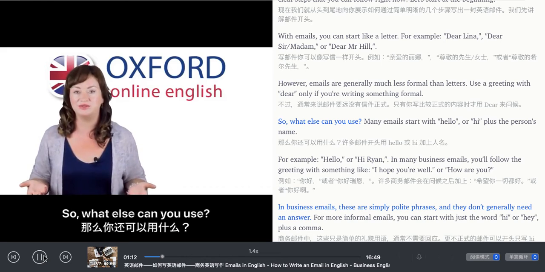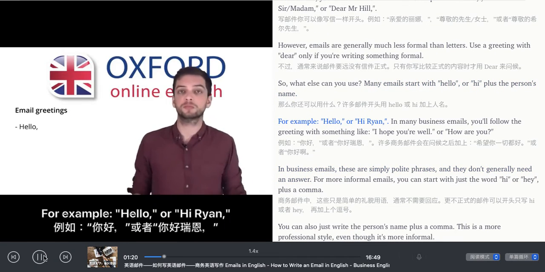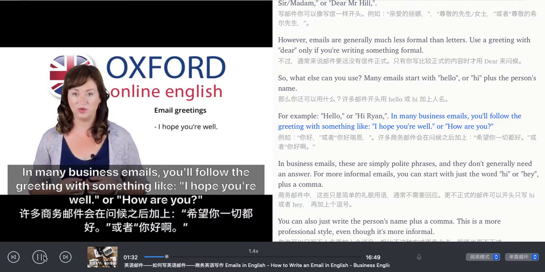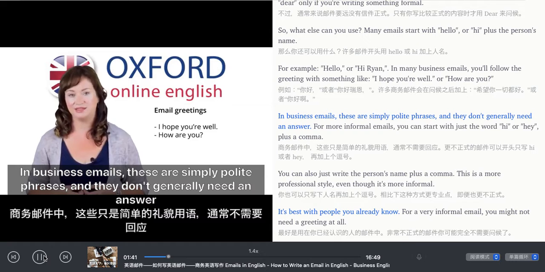So, what else can you use? Many emails start with hello or hi plus the person's name. For example, hello, or hi Ryan. In many business emails, you'll follow the greeting with something like, I hope you're well, or how are you? In business emails, these are simply polite phrases, and they don't generally need an answer.